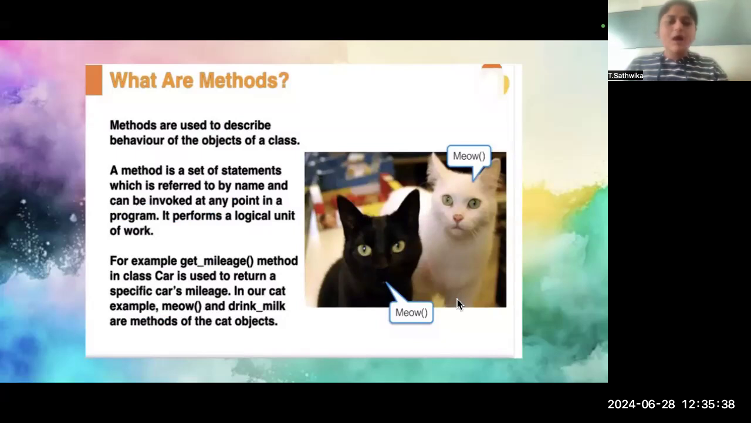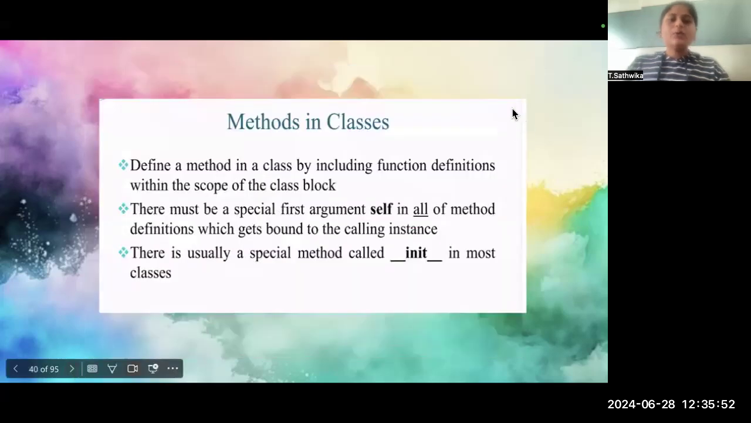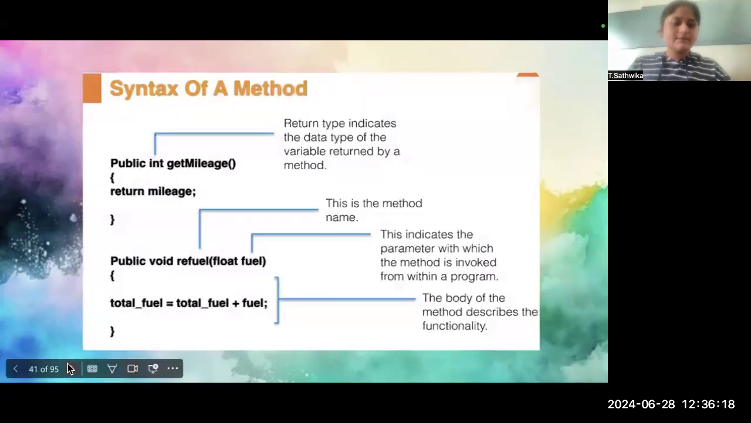And in the cat example, meow and drink are the methods of the cat objects. So meow and drink milk are two functionalities of the class, and these are termed methods. Now, we define a method in a class by including all the function definitions within the scope of the class block. There must be a specific first argument, self, in all of the method definitions, which gets bound to the calling instance, and there is usually a special method called init in most classes. So these two are the basic methods in a class.